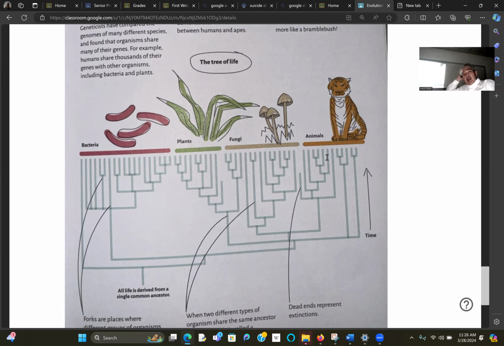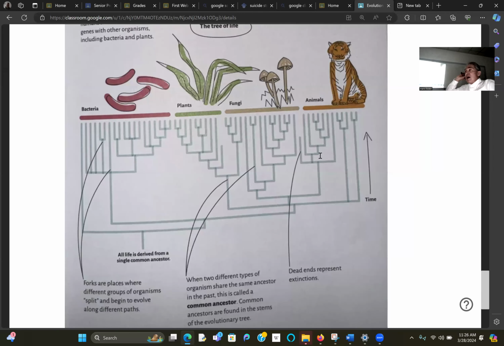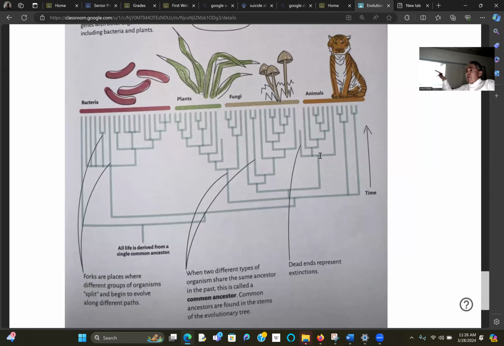Yes, Sterling has another question. So are these all connected: bacteria, plants, fungi, and animals? Very good question. And the answer is yes, they are. At the very simplest level, we all have some DNA that we share.